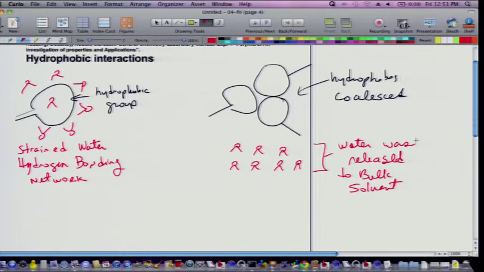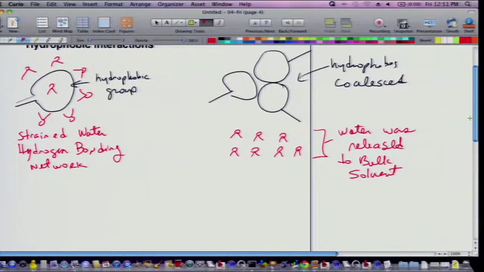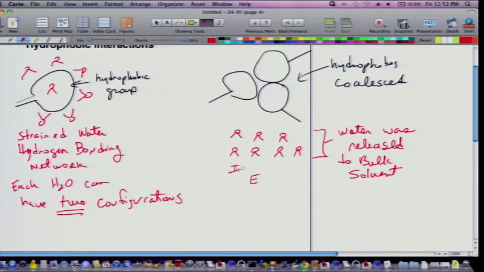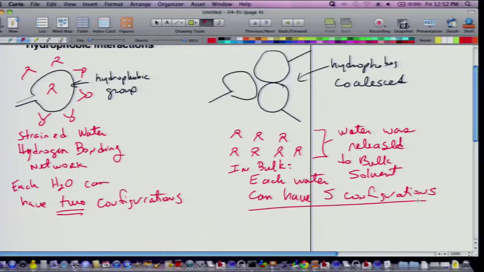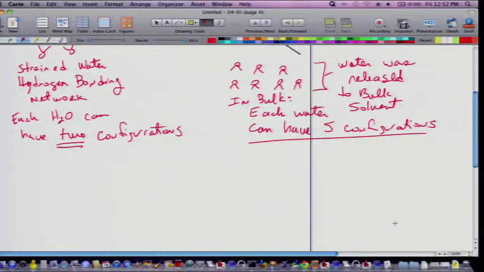So the water was released to bulk solvent, and so you might say, well, why is one more favorable than the other? Well, the reason is, if you think about this network here, each water can have, say, 2 configurations. On this side, in the strained network, you only get 2 possibilities per water. But on this side, in bulk water, each water can have, say, 5 configurations, just something more. So there are many more probable states that water could be in when it's released to bulk solvent.